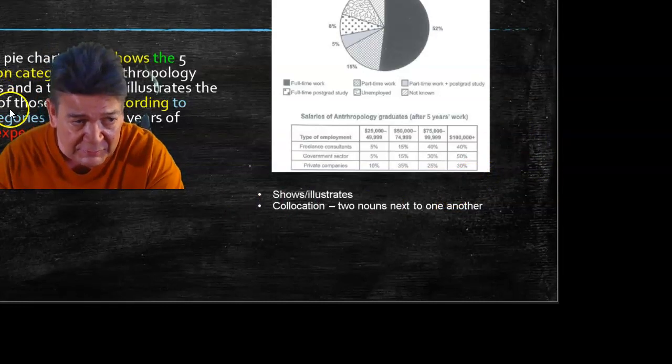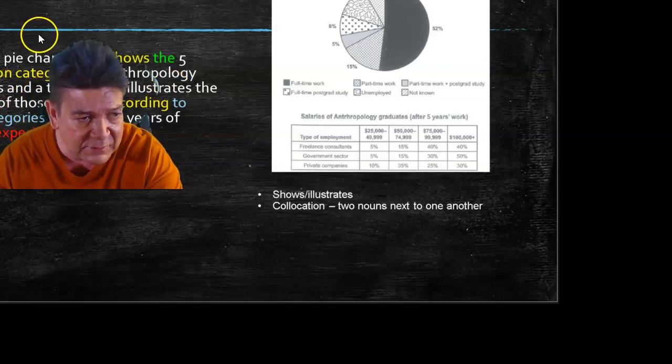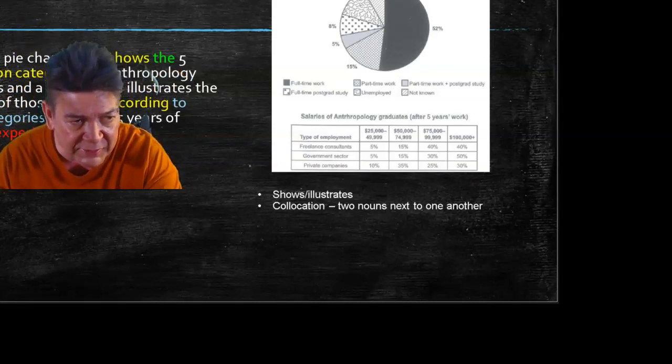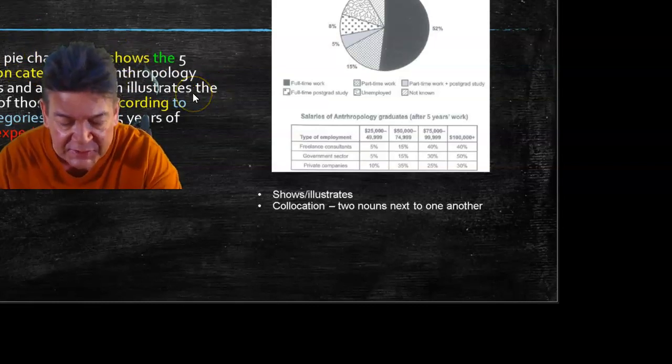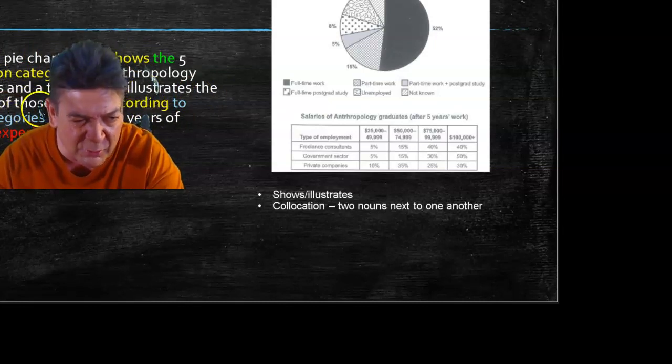A destination of anthropologists and a table which illustrates. Oh, here's illustrates. Okay. See, I would have said there is a pie chart, and I did say there is a pie chart and a table which, and then find something that combines them together, which illustrates the earnings of those people.